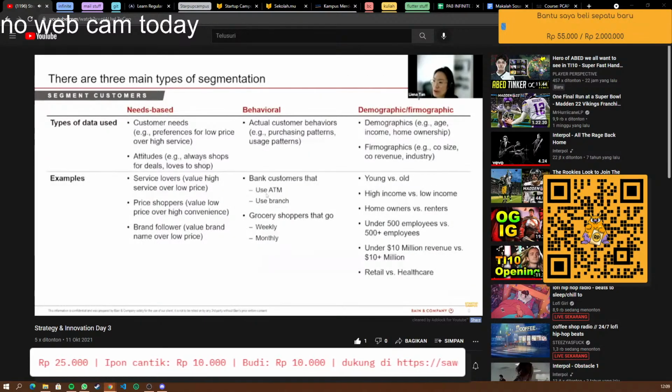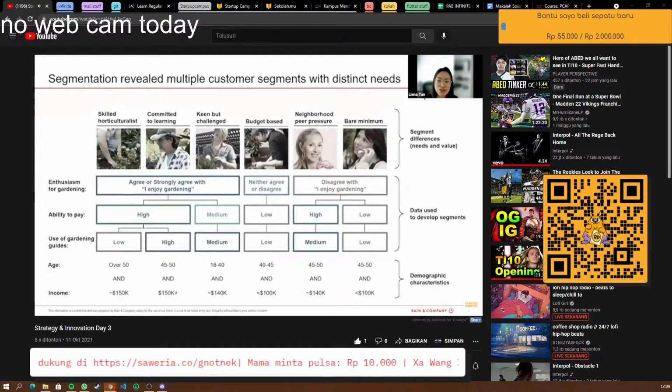Pak Arif also mentioned, right, about need-based, behavioral, demographic customers, how do you segment them? I wanted to share very quickly an example, right? So this is segmentation for a gardening company, right? I don't know if any of you are interested in that, but if you think about gardening, right, there are people who are skilled, right, who know very deeply about gardening.